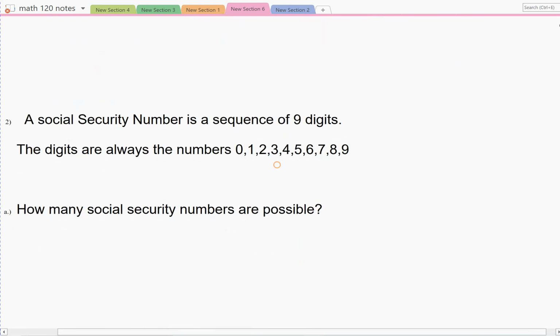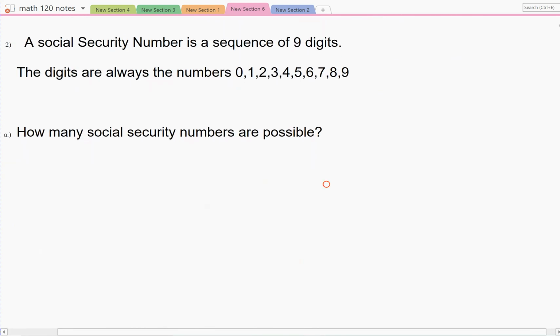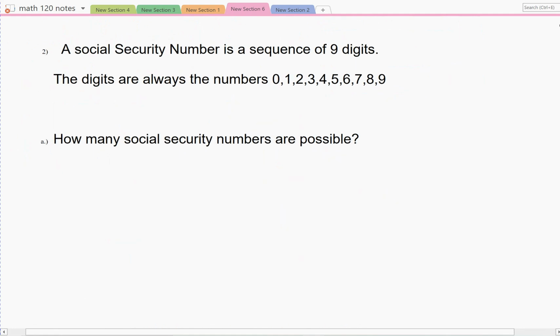Alright, the next example. So that was an example of sequences of letters. The next example is going to be of sequences of numbers. It works similar, but there is going to be one major difference between this example and example 1. Social Security numbers, right? Everybody has a Social Security number, or ID numbers work the same way, or phone numbers work the same way. Social Security numbers, ID numbers, and phone numbers are all sequences of digits. A Social Security number is a sequence of 9 digits.